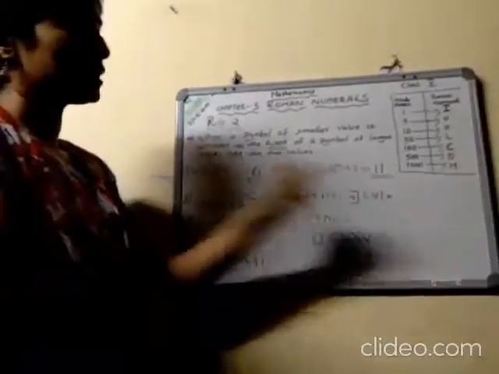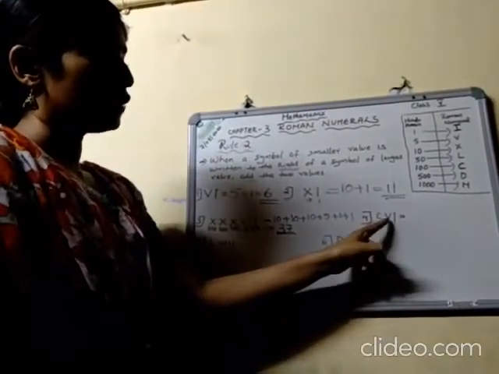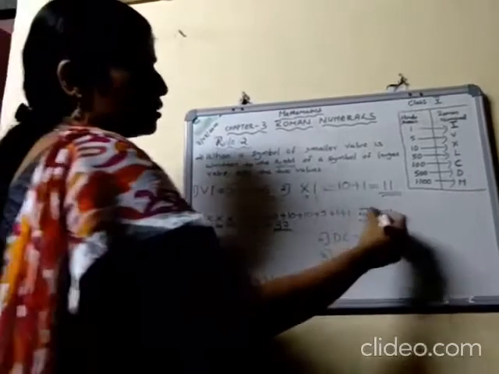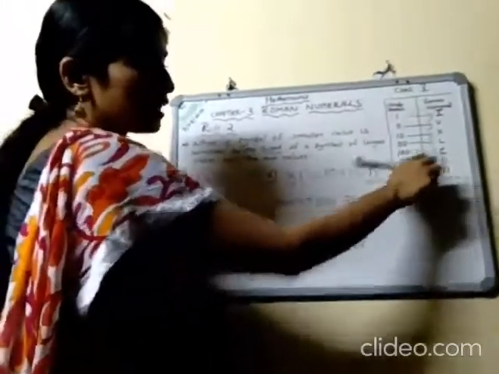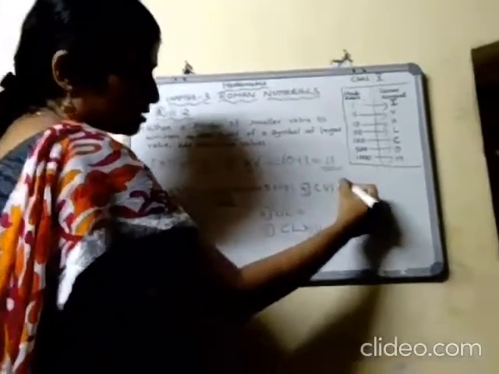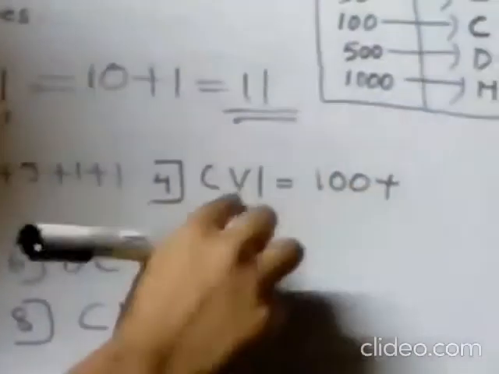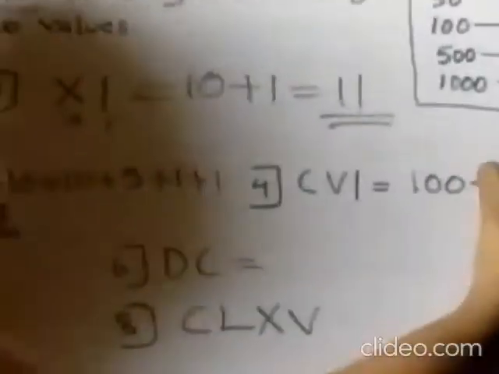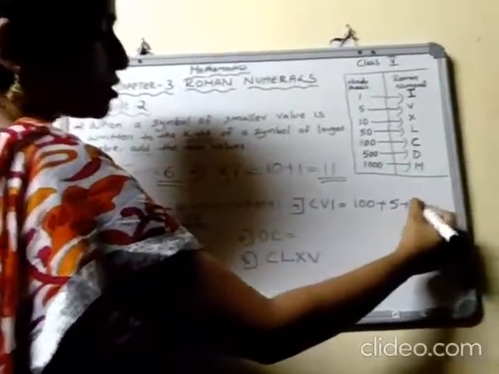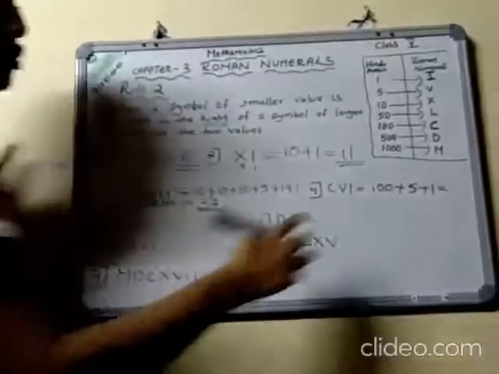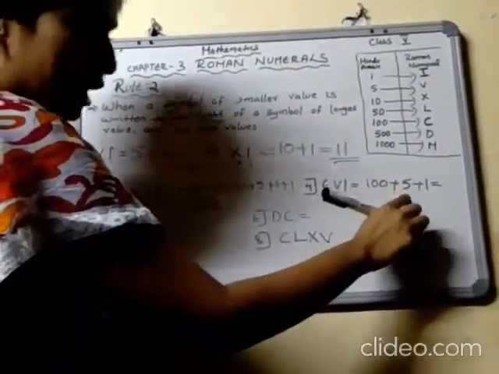Now see the next example. C, V and I. V and I are smaller than C. C represents which value? See here, C represents 100. So 100 plus V represents which value? 5, and I represents 1. So this is the Roman letter representation of which number? 100 plus 5 plus 1. So 106. Isn't it easy?